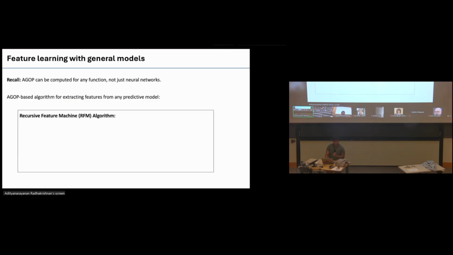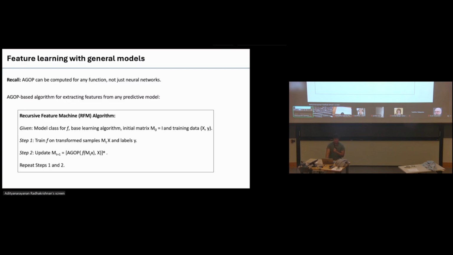And what you can do is the following. This is an algorithm that we call the recursive feature machine. You can give me any model class. This could be nearest neighbors, or kernel methods, or trees, or things like this. You give me a base learning algorithm for training that predictive model and an initial matrix for filtering the data. You train your model on the transformed data, M_t times x, and predict the labels y. Then you update this filtering matrix M_t as the AGOP of your trained model taken to some power alpha, and you just iterate this process over and over again.